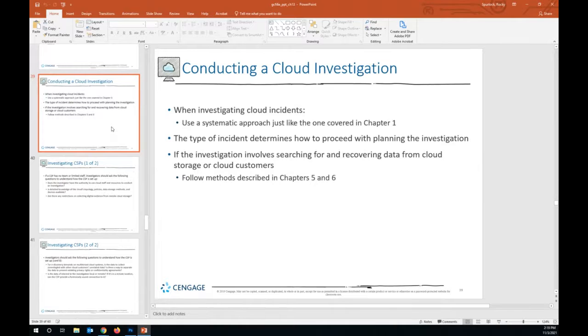When investigating a cloud incident, it should involve the same systematic approach that we talked about in previous chapters of this textbook. The type of incident determines how to proceed with planning the investigation. And if the investigation involves searching for and recovering data from cloud storage or cloud customers, you want to follow the methods that were described in chapters 5 and 6.